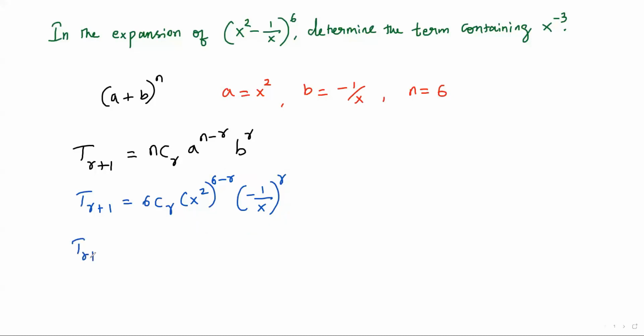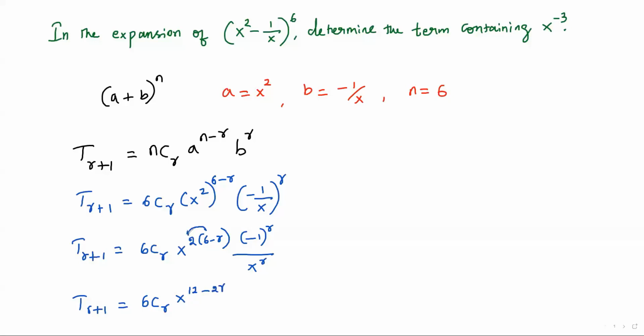Okay, let's simplify. T(r+1) is equal to 6Cr. We can multiply these two exponents, so x to the power of 2 times (6 minus r). And r is a common exponent, so it can be taken separately for the numerator and separately for the denominator. In the next step, T(r+1) is equal to 6Cr x to the power of 12 minus 2r. I just distributed the 2 to 6 and negative r, times negative 1 to the power of r over x to the power of r.